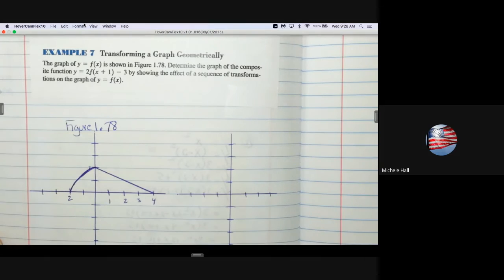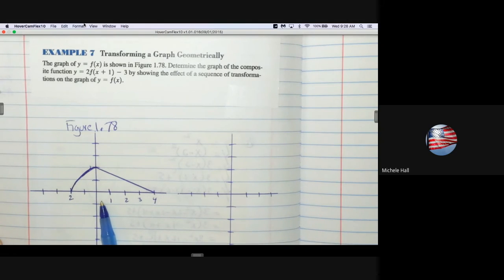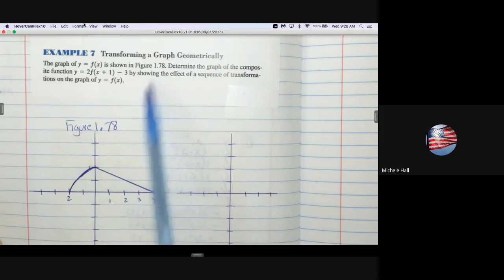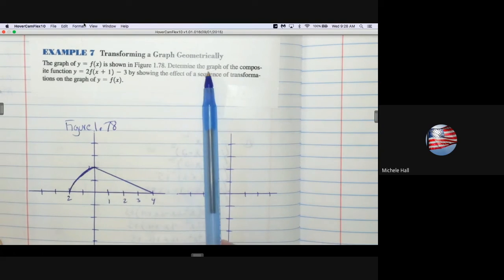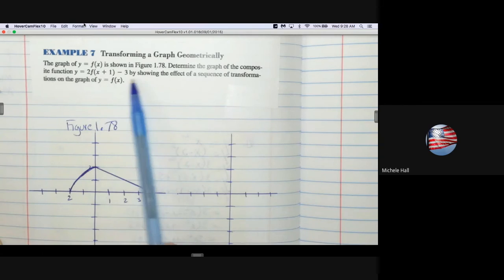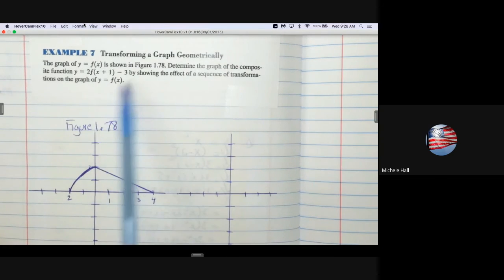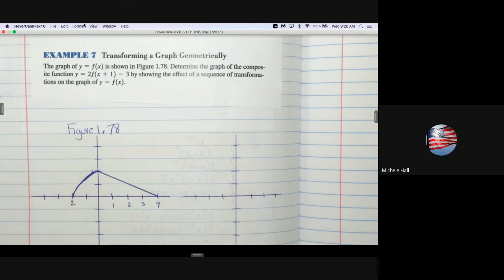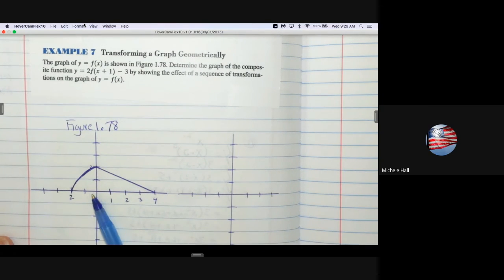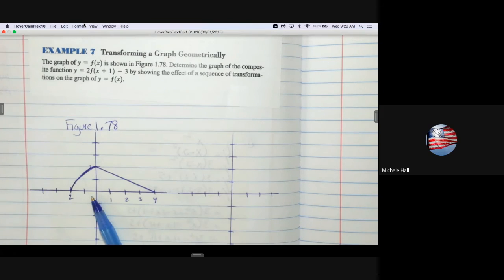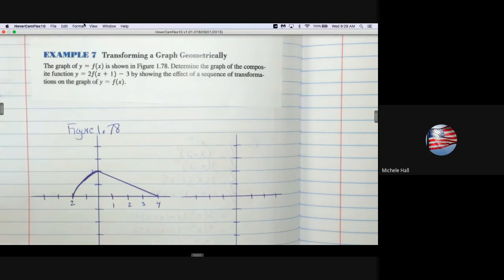I drew the figure from 1.78, going from 2 to 2 at kind of a curve, and then a straight line down to 4. The graph of f of x is shown in figure 1.78. Determine the graph of the composition by showing the effects of the sequence of the transformation. So I have this function. Here it is at the origin. Now I want to do some transformations on it. What transformations do we have?